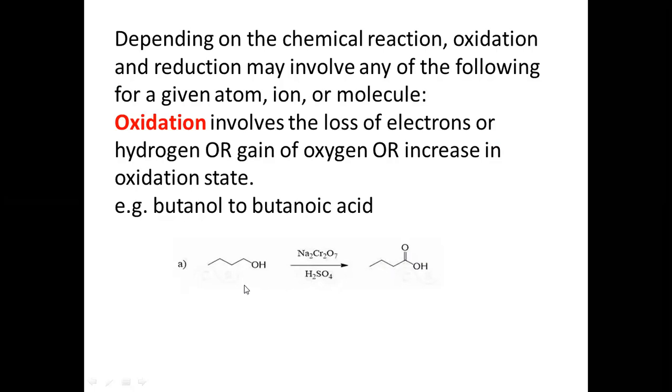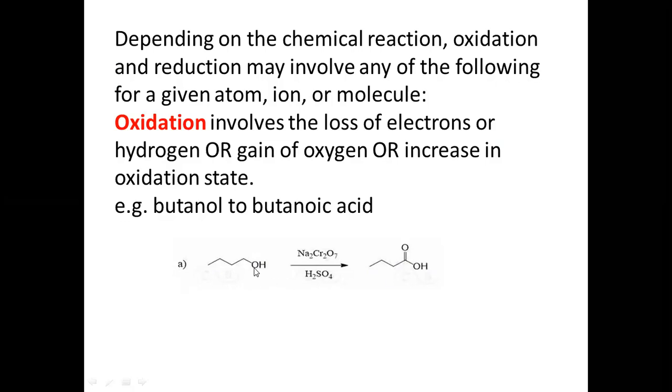Here you can see, what is the molecular formula? C4, 1, 2, 3, 4. How many hydrogens are there? 3, 2, 5, 2, 7, 2, 9, and 1, 10. Okay, 10 hydrogens. Here, how many carbons are there? 1, 2, 3, 4 carbons. How many hydrogens are there? 3, 2, 5, 2, 7, plus 1, 8. Here only 8 hydrogens are there. Here 10 hydrogens are there.